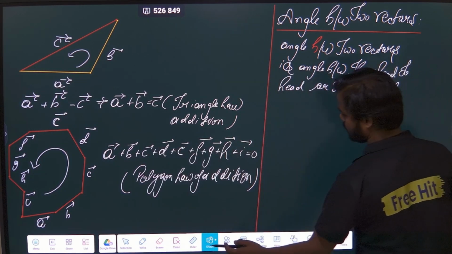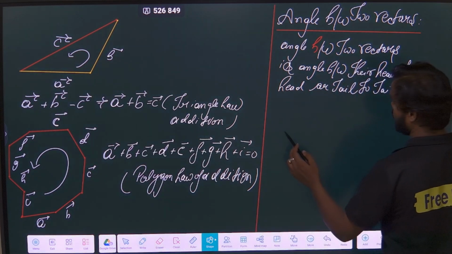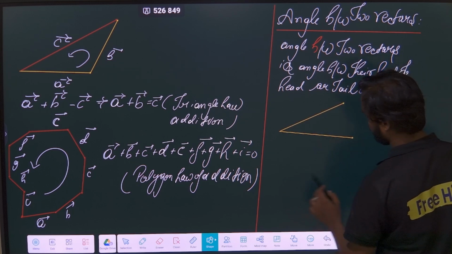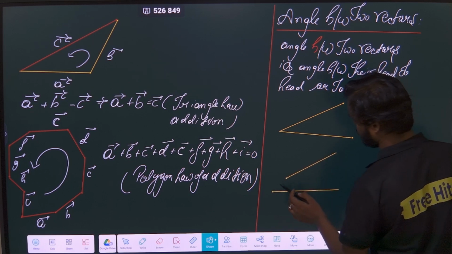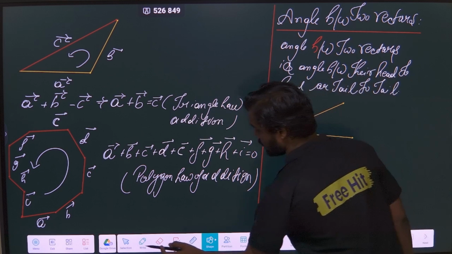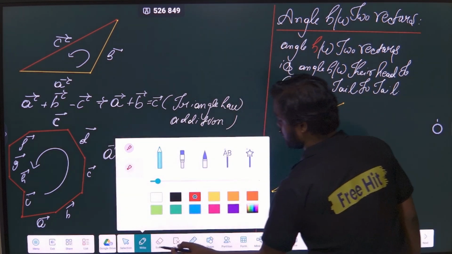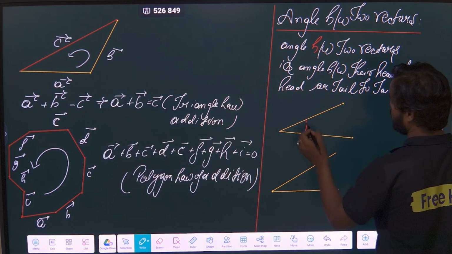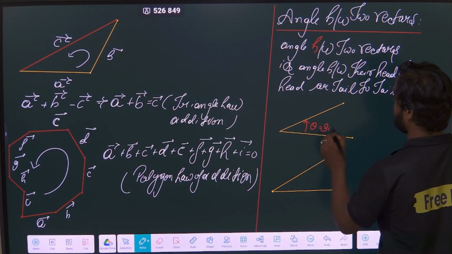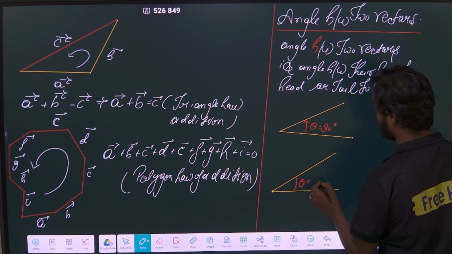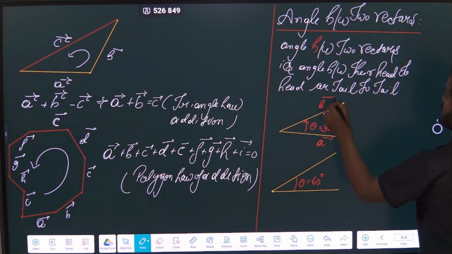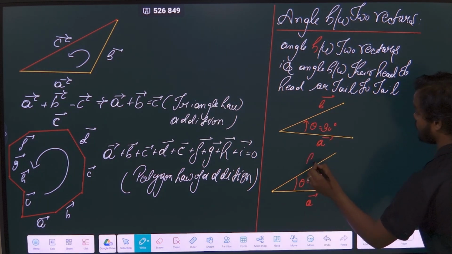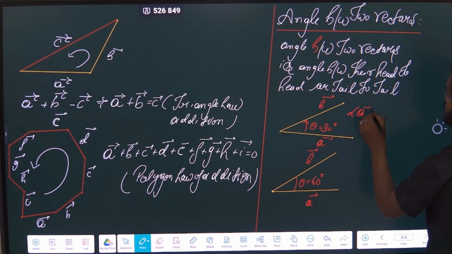So for example, suppose there is one vector like this, and another vector like this, and there is one vector like this, and another vector like this. Suppose the angle here is theta equal to 30 degrees, and here the angle is theta equal to 60 degrees. Suppose this vector is A and this vector is B, and here this vector is A and this vector is B. So what is the angle between A and B?